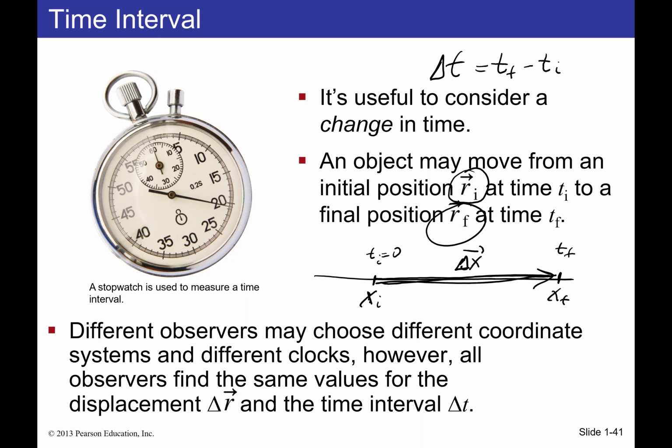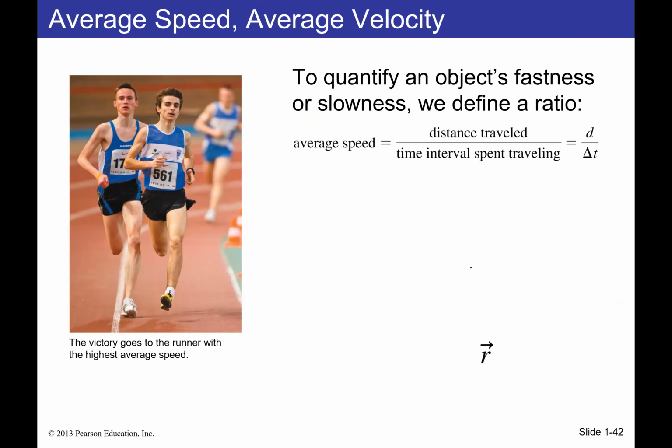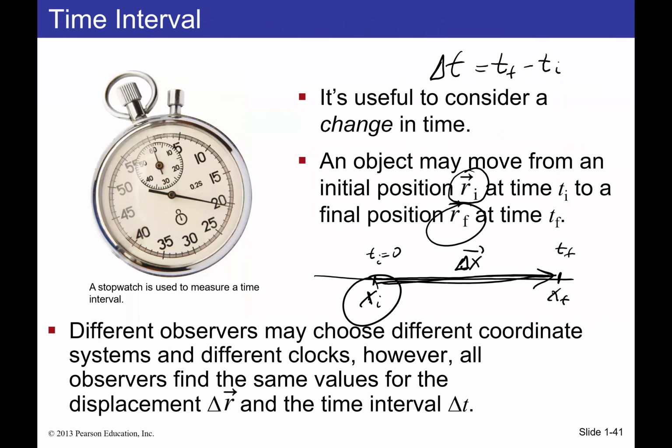All right, so then what I have here is if I'm calculating just how fast the object is moving, then I can look at it in terms of the speed. So let's say the object goes from this position to that position, x initial to x final.